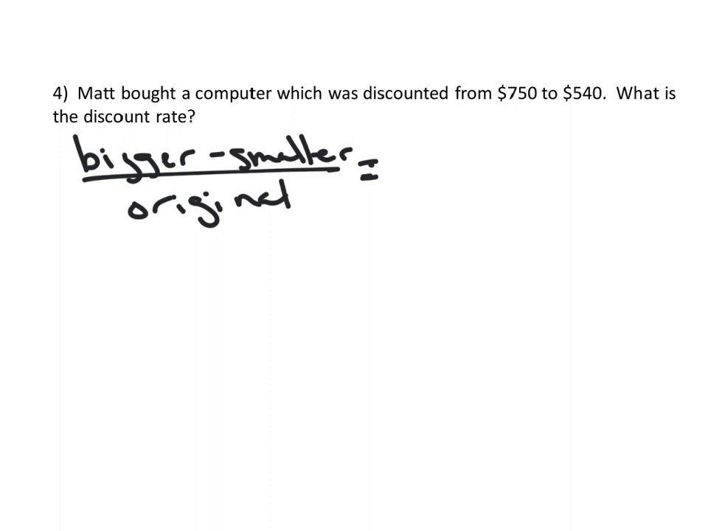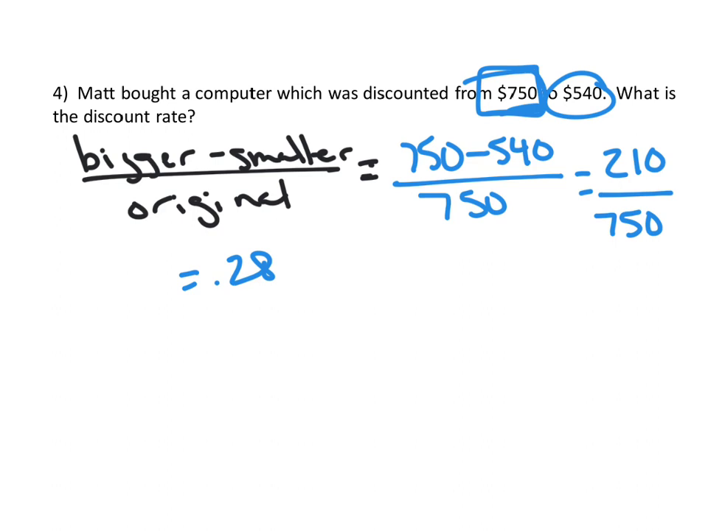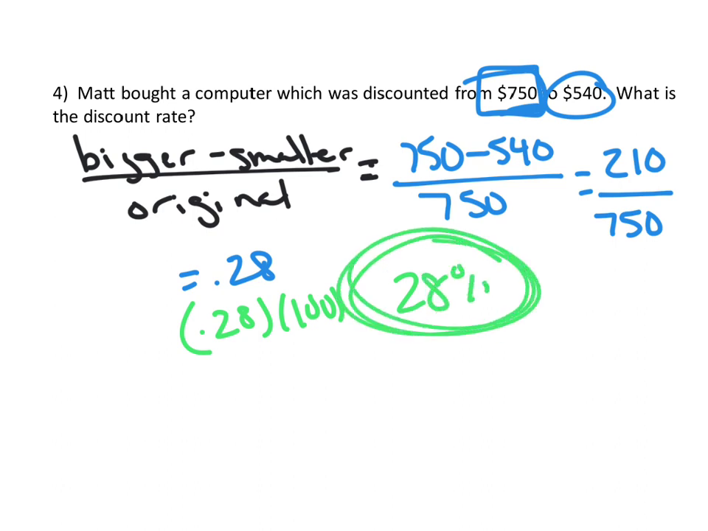Okay, so on this one, he bought this computer that was $750 originally. Now it's $540. The original amount was the $750. So 750 minus 540 is 210. And then we'll divide by that original amount, which is $750. So 210 divided by 750 is 0.28. So 0.28 multiplied by 100 to get your percent. So 28%. So it was 28% off.